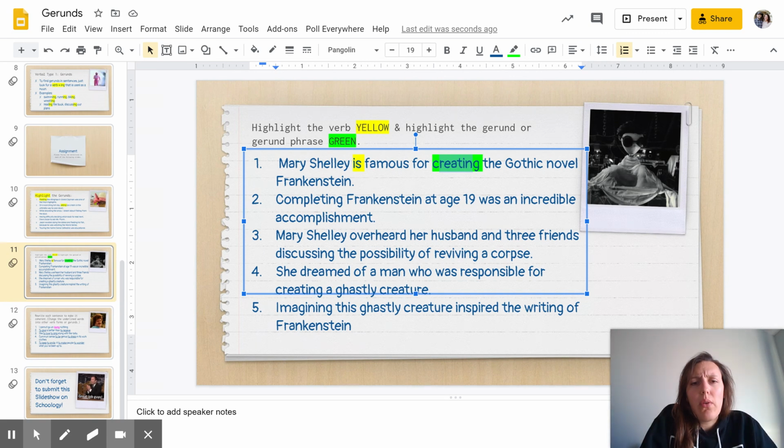So number 2, completing Frankenstein at age 19 was an incredible accomplishment. So right away, the ing word is completing. So we're going to make that green. Now we're looking for the verb. This slide has quite a few state of being verbs. So in this case, the verb is was. And then you do 3, 4, 5 on your own.